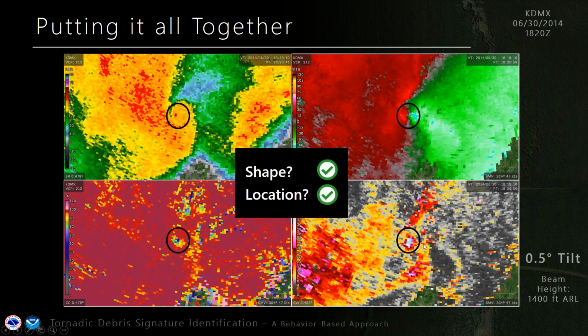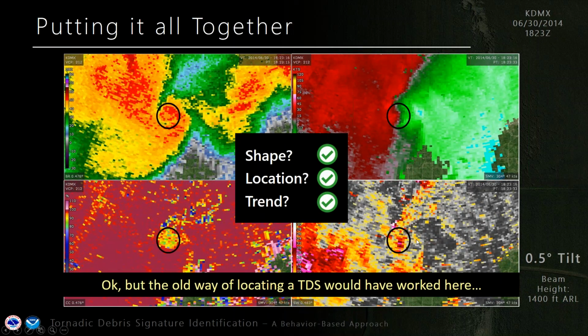We go to the next scan, which is a SAILS scan. We suddenly see the sudden circular fallout in CC with a much tighter couplet, and there's your spectrum width bullseye. This is a beautiful example of that. And then just 3 minutes later, this is the next full volume scan. You can see that CC signature is widening out. The couplet is not nearly as pronounced as it was earlier, so maybe it's starting to dissipate, as well as your spectrum width signature isn't quite as robust as it was earlier. But quite honestly, all those product-based thresholds for looking for TDSs would have already worked here.